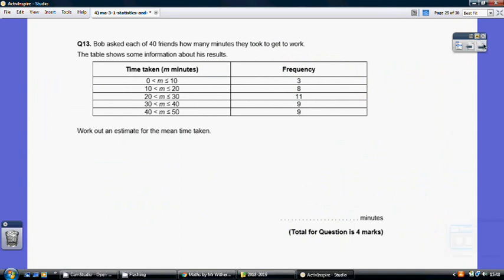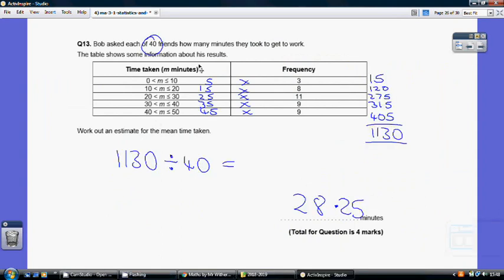Question 13, so we have to work out an estimate for the mean. Now we don't know how long the friends actually took to get to work. These three friends took anything between 0 and 10 minutes. So the best we can do is take a stab in the middle. So we take the midpoint of 5 minutes.